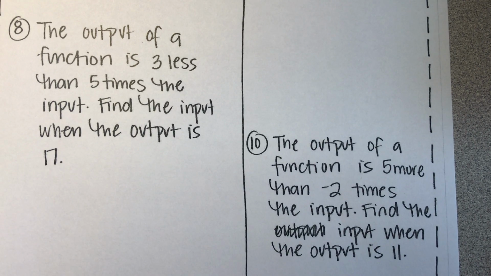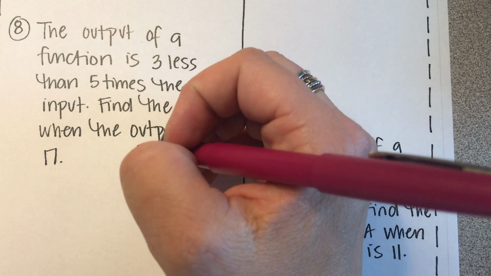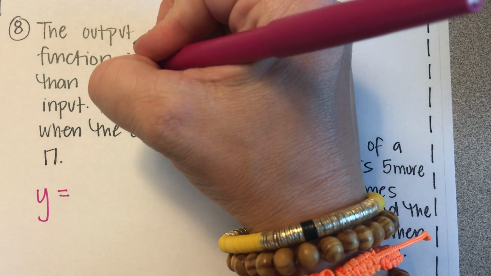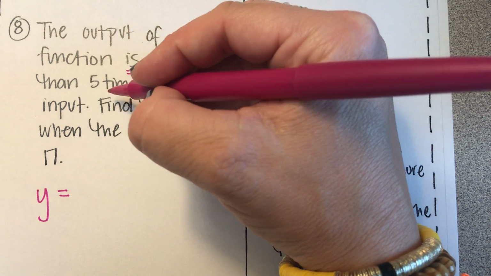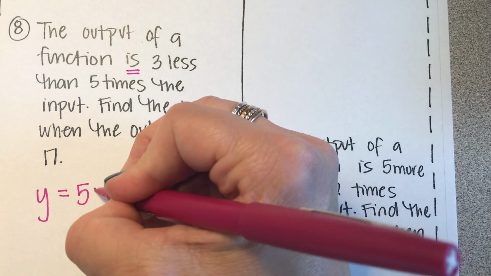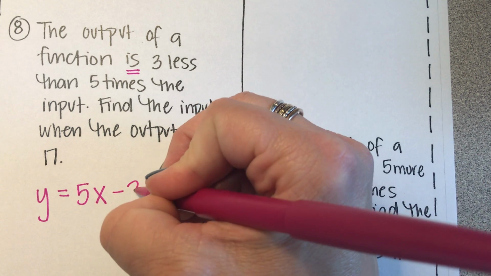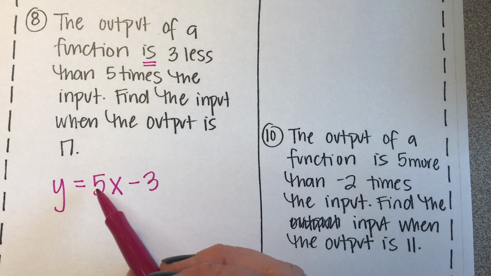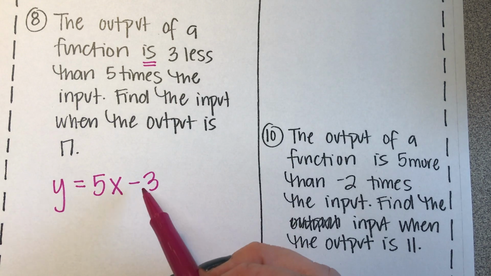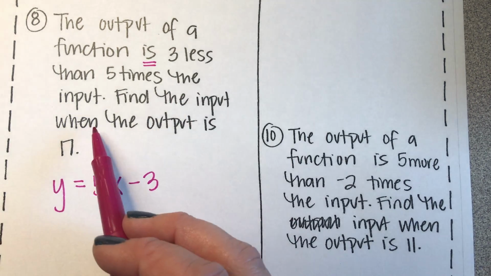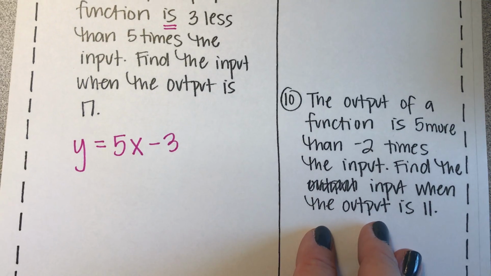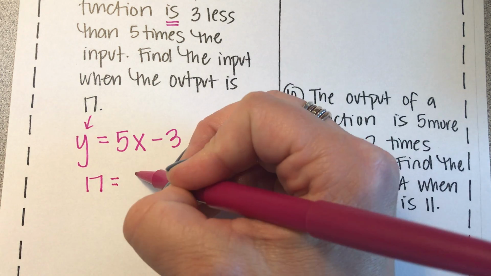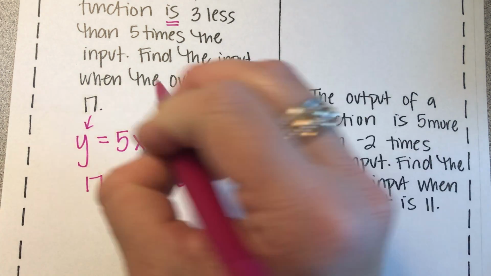Okay, so the output of a function is 3 less than 5 times the input. So the output, y, is 3 less than 5 times the input. So there's 5 times the input, and there's 3 less than it, right? Find the input when the output is 17. Okay, so output is y. So 17 equals 5x minus 3.